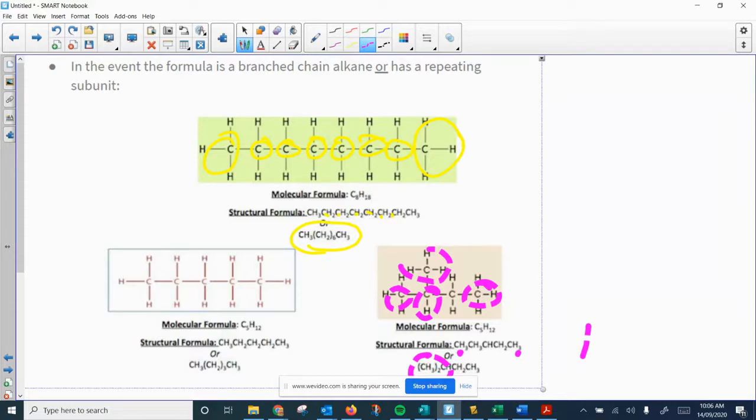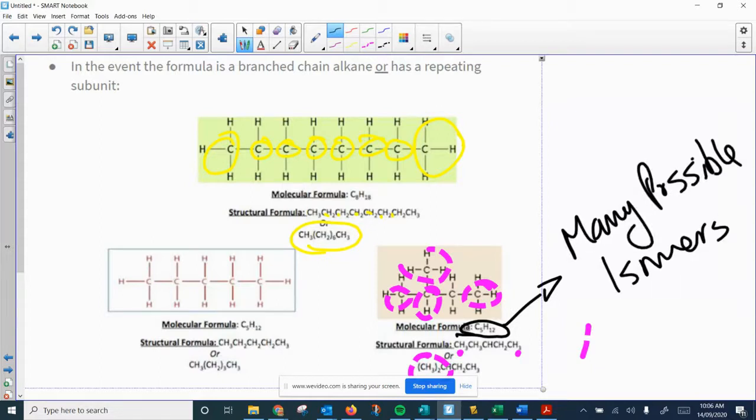The only thing that I would maybe have an issue with is if you said this was the structural formula, because this has, whereas this has only 1 structure is possible.